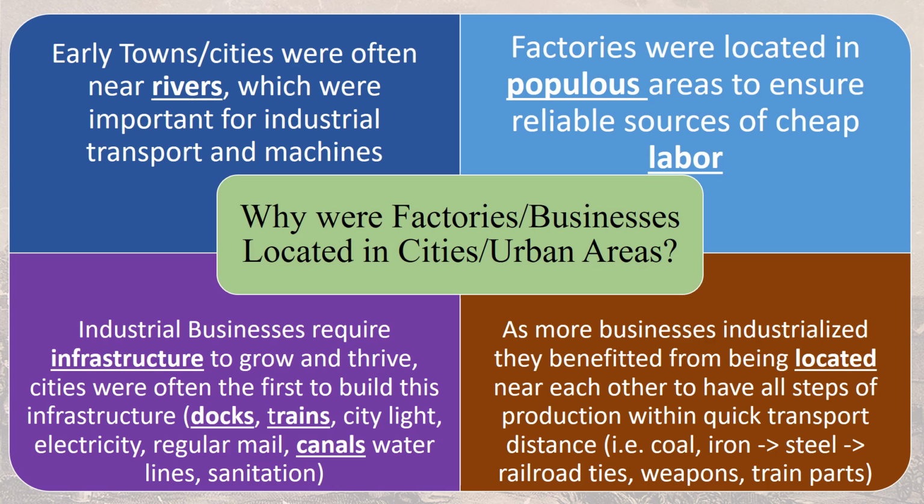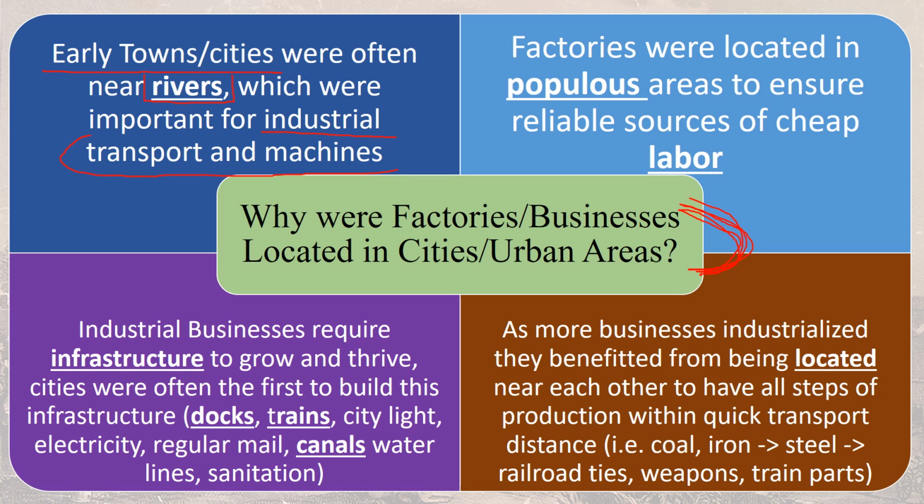Why are factories located in these urban areas? Well, it has to do with geography and population. The earliest towns and cities were always near rivers, right? They needed that access to water to have clean drinking water and to wash away waste. Well, the earliest industrial machines and transport needed water, right? You have water wheels, so that's the earliest factories using water wheels. And then the steam engine also needs large volumes of water as well.